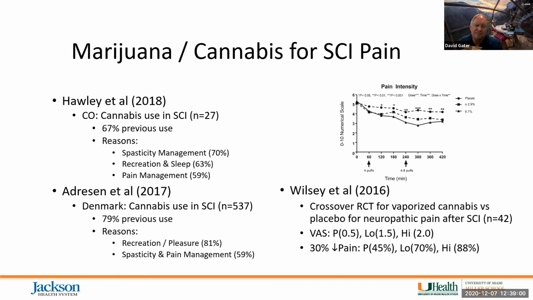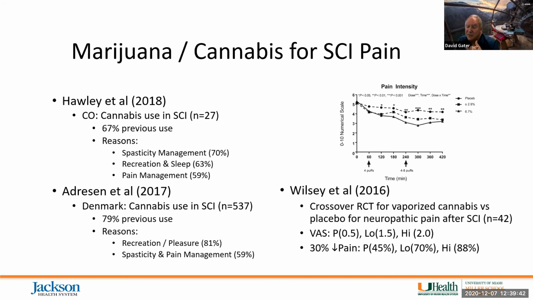Anderson in 2017, this is a study out of Denmark, looked at over 500 individuals with spinal cord injury and found that of those who were using cannabis, almost 80% had previously used it. And now they were reporting its use for recreation and pleasure, so about 80%. And then a number of them were also reporting its use for spasticity and pain management. Wilsey had an interesting manuscript come out in 2016 where they did a crossover randomized controlled trial with vaporized cannabis versus vaporized placebo to look at its effect on neuropathic pain after spinal cord injury.